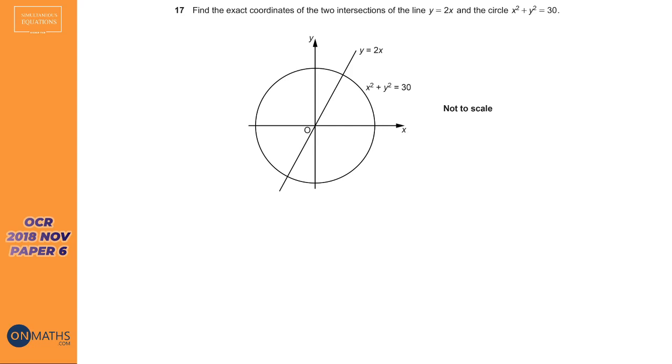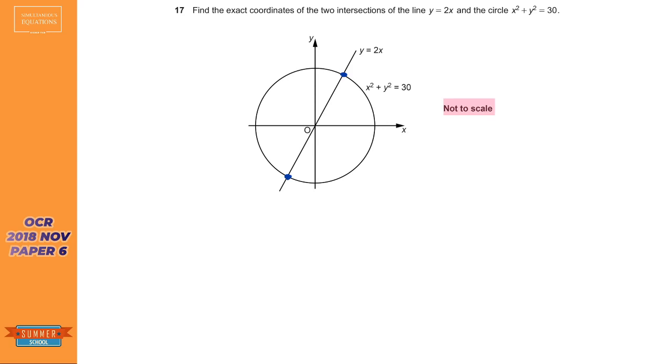Finally, our OCR question. Now, this is very similar to the previous question. We're given a linear equation and this time a circle equation, and we're asked to find not one intersection this time, but two intersections. And you can see them on the diagram. They are here and here. Now, if it was drawn to scale, we could just read them off. But quite clearly, the question says that this is not to scale, and there's no points on the graph. So we're going to have to do this algebraically, which is not a problem.